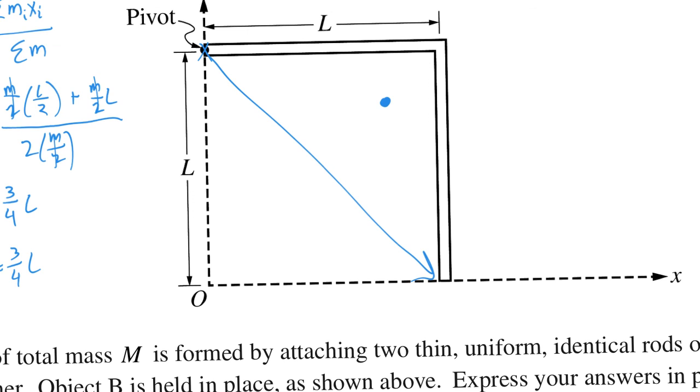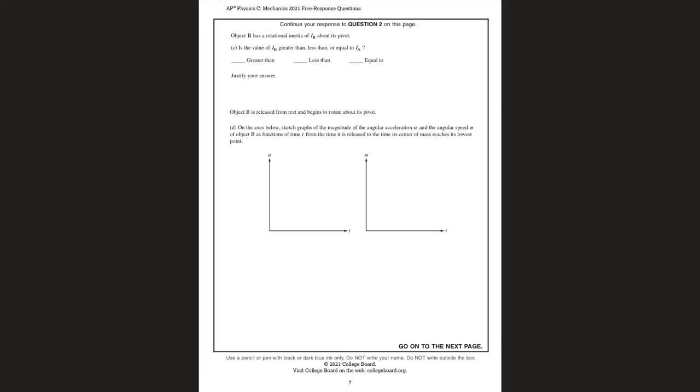Could you also say, since the center of mass is closer to the pivot, would that be a reasonable explanation? I would be very careful about using the center of mass explanation, as the distribution of mass is so skewed by the location of the mass away from the pivot point. I mean, that L squared just skews it too much. All right. Next.